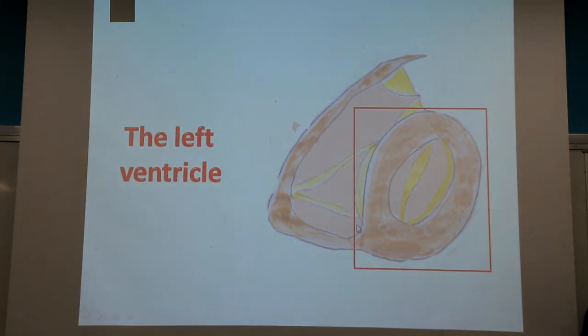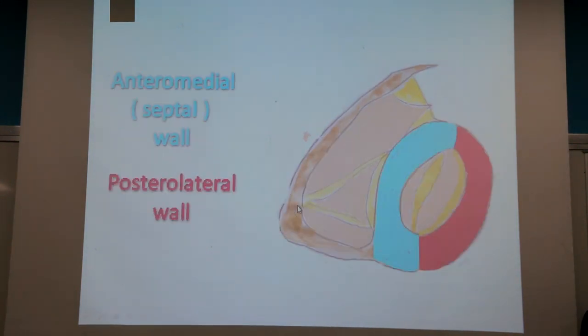Here is the left ventricle, and here is the right ventricle. Here is the mitral valve, here is the tricuspid valve. So part of the left ventricle is a septal wall, meaning it is a septum, and it is part of the left ventricle. And we have a free wall. Here is a free wall and here is a septum. So the left ventricle has a parietal free wall and a septal wall.